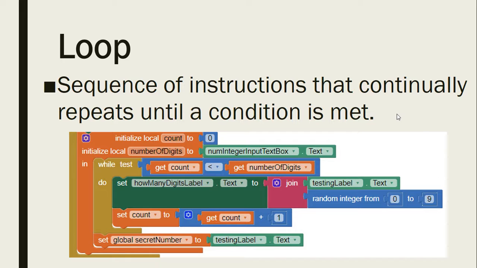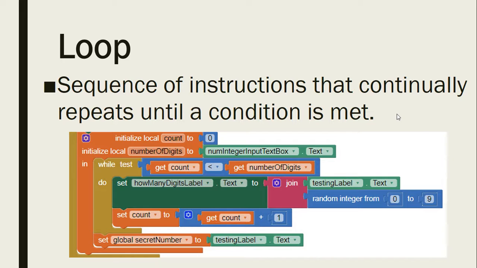It says, set the count to count plus 1. And so now the count is 1. We pop back up to the while test. Is 1, that's the count, less than 3? It sure is. And so again, we go into the do loop. It runs through again, and it randomly grabs another number between 0 and 9. Let's say it's 0 this time. So it's holding a 1 and a 0.